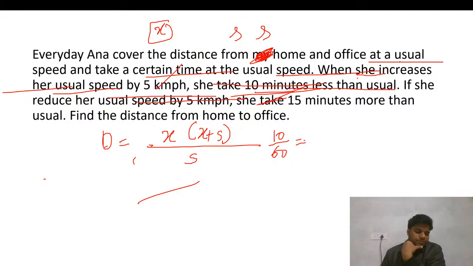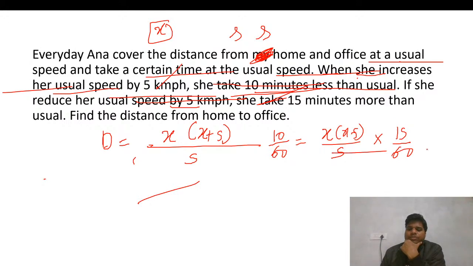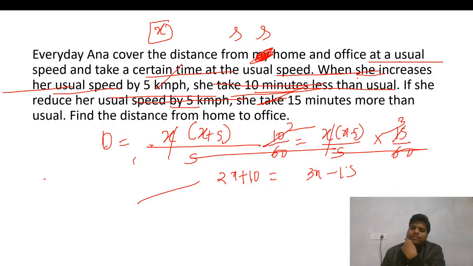So this is one equation. For the second statement, if she reduces her speed by 5 km per hour, that means x and x minus 5, the difference is again 5, and now it takes 15 minutes more. Again the difference between times is 15 upon 60. Now just solve these two simple linear equations. 2 fives are 10, so this is 2x and this is 10, and this is 3x and this is 15. Fine. So this is x.